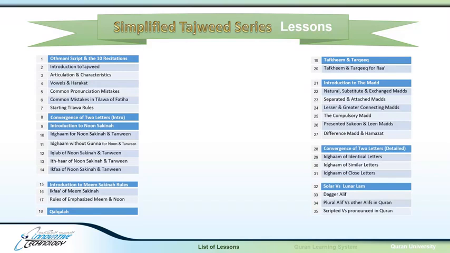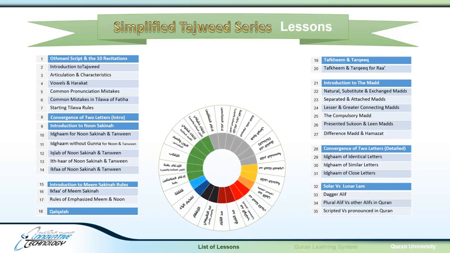Through this series of lessons, we use the color codes of Mus'haf al-Tajweed as a common denominator that links those lessons to Tajweed rules. With such an approach, we aim to make the understanding of Tajweed rules much easier and to practically help you to apply those rules while reading the Quran.